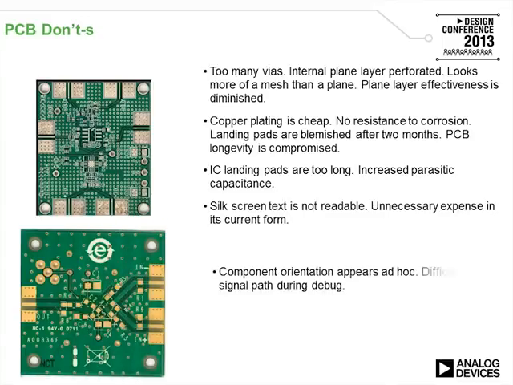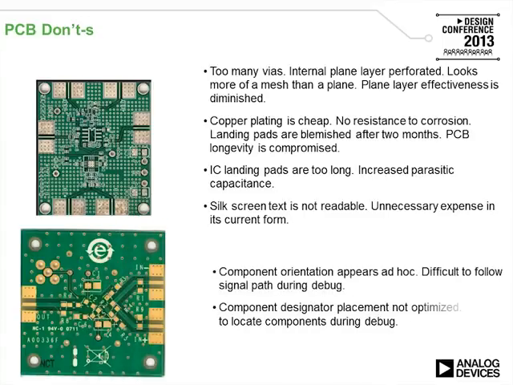Here's another example board. Note that component orientation appears ad hoc. There are components in all kinds of directions. It's very difficult to follow signal path if you ever need to debug this. Component designator placement is not optimized. The text marking resistors is somewhere away from the component itself. Difficult to locate components during debug.